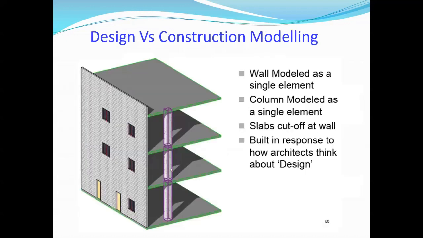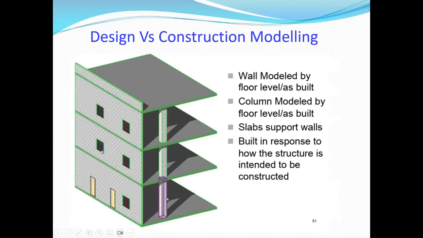Okay, this is something you want to understand: design versus construction. Here you can see it is one wall, one full wall from the first story to the third and fourth story. It's one wall, but can we build like this? Not possible, right? We know they have to construct stage by stage.